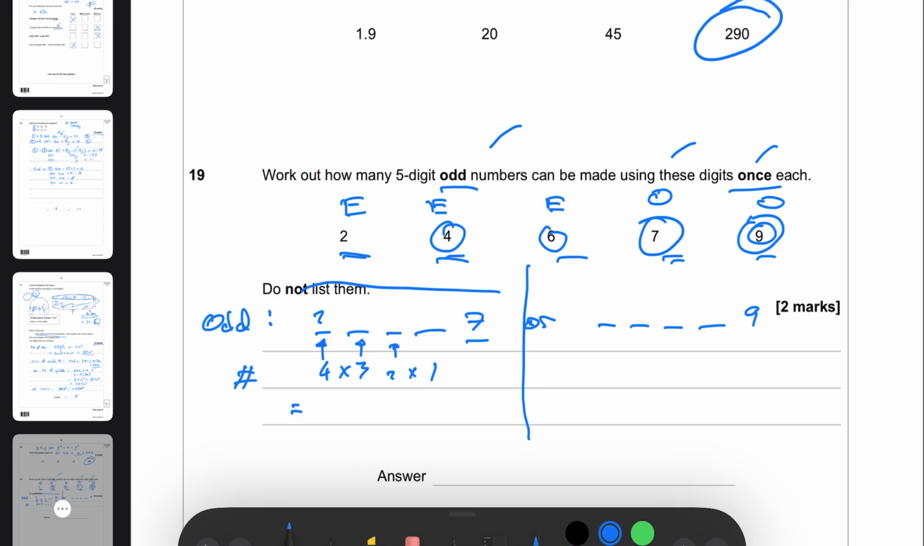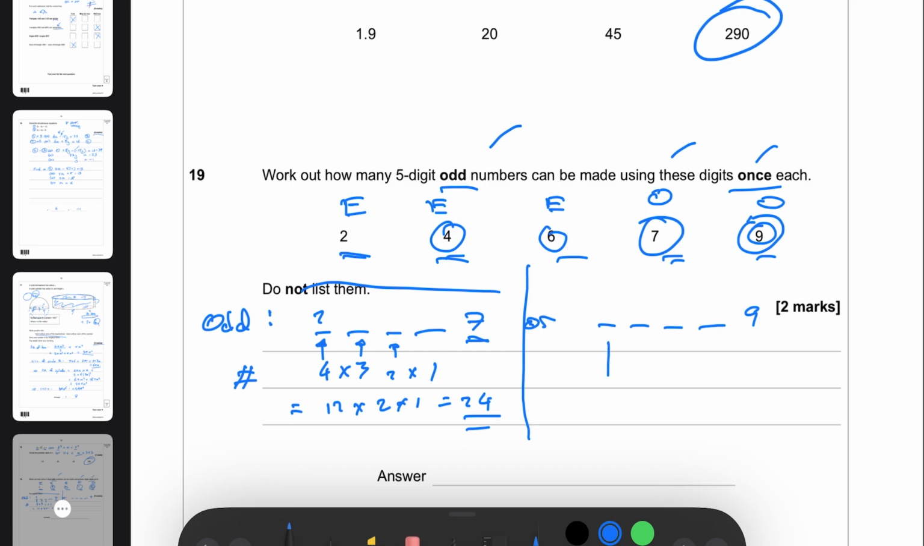Right, so this is going to give us 4 times 3 is 12, times 2 times 1, which is going to be 24. So we have 24 actual possibilities for odd numbers ending in 7. And here, likewise, it's exactly the same, except instead of having a 9, in here we have a 7. So for example, we could have 4, 6, 2, right?